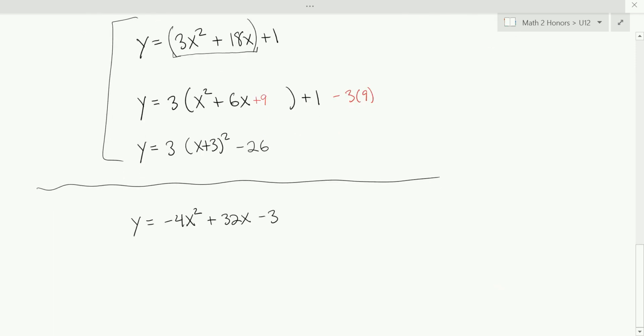Okay, what's the first step? Factor out negative 4 out of all 3 terms? Just the first 2. So just the first 2.